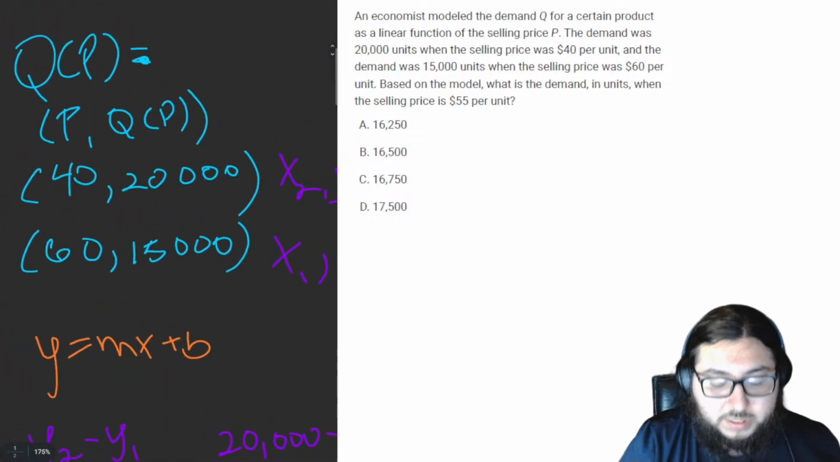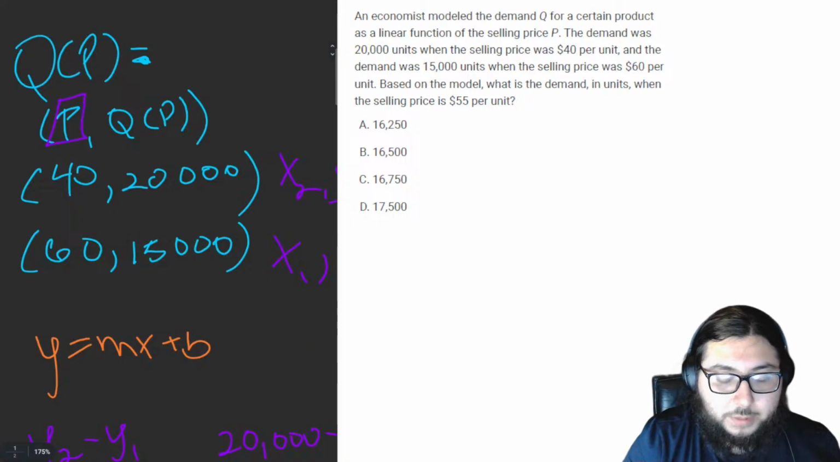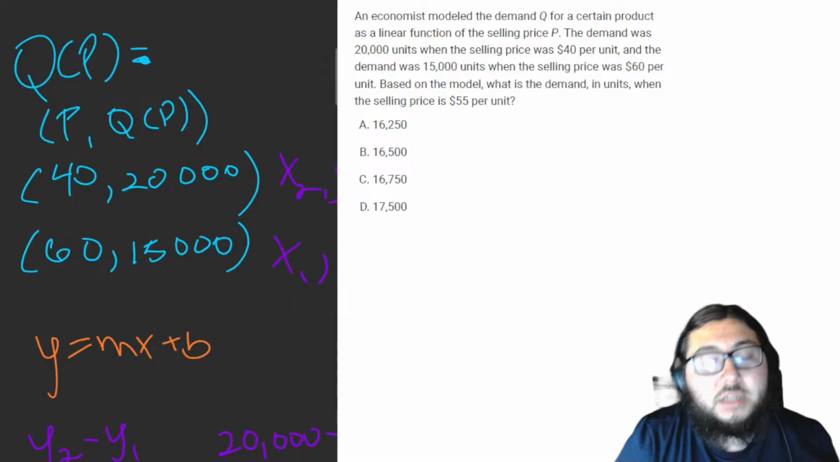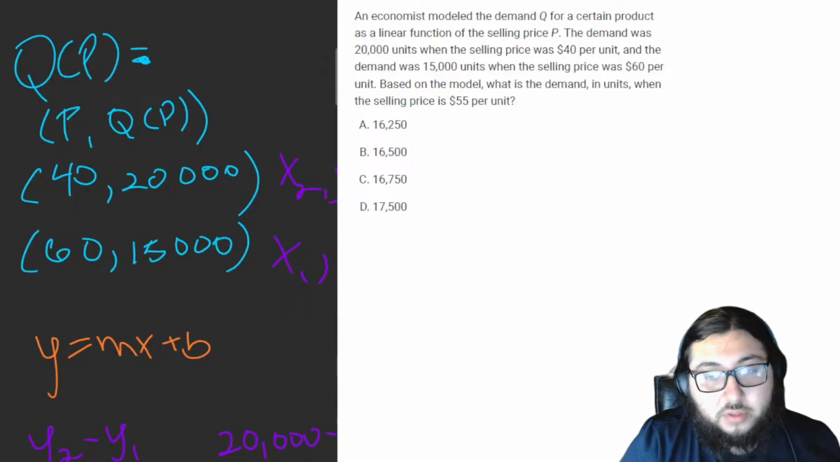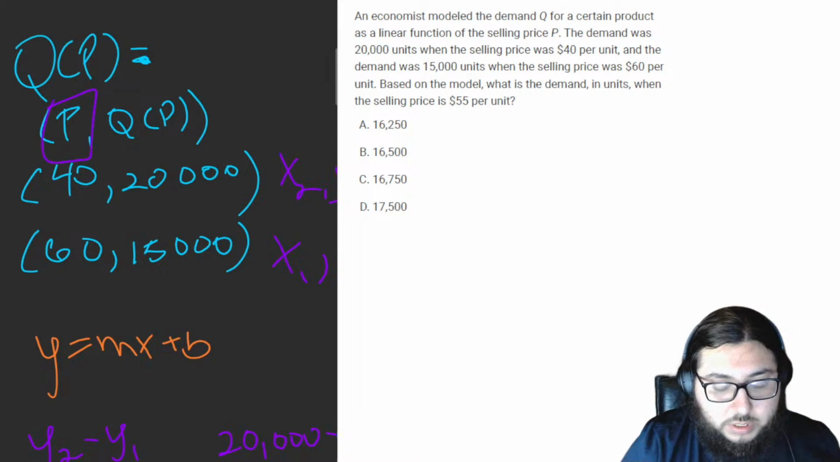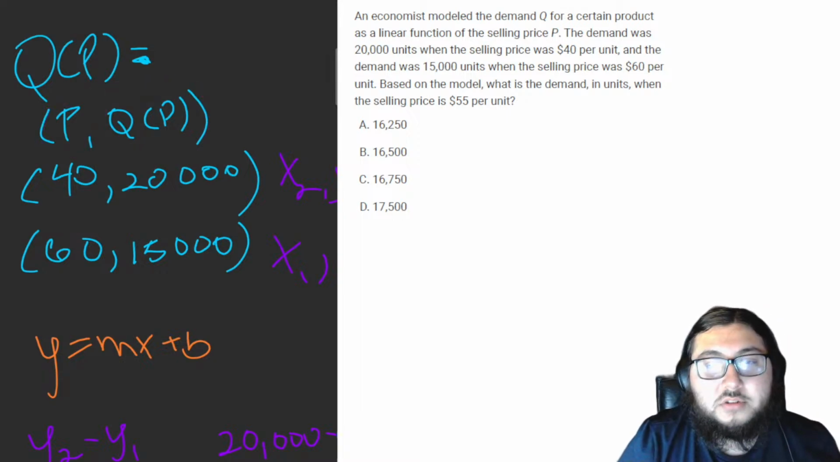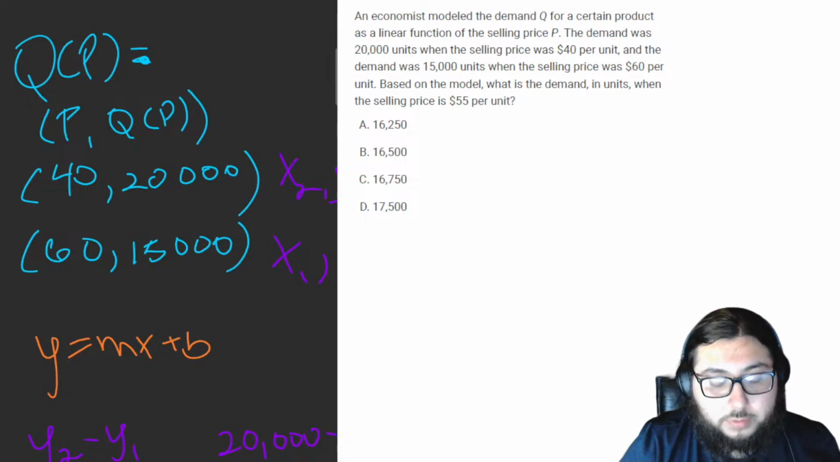Well, the key thing here is recognizing that p is the independent variable because q of p is the dependent variable. The dependent variable is the one that changes when the other one changes, whereas the independent variable does not change when the dependent variable changes. It's the other way around. So p is what affects q and not the other way around. So that's how we know how to put the order. The independent variable goes first, the dependent variable goes second.